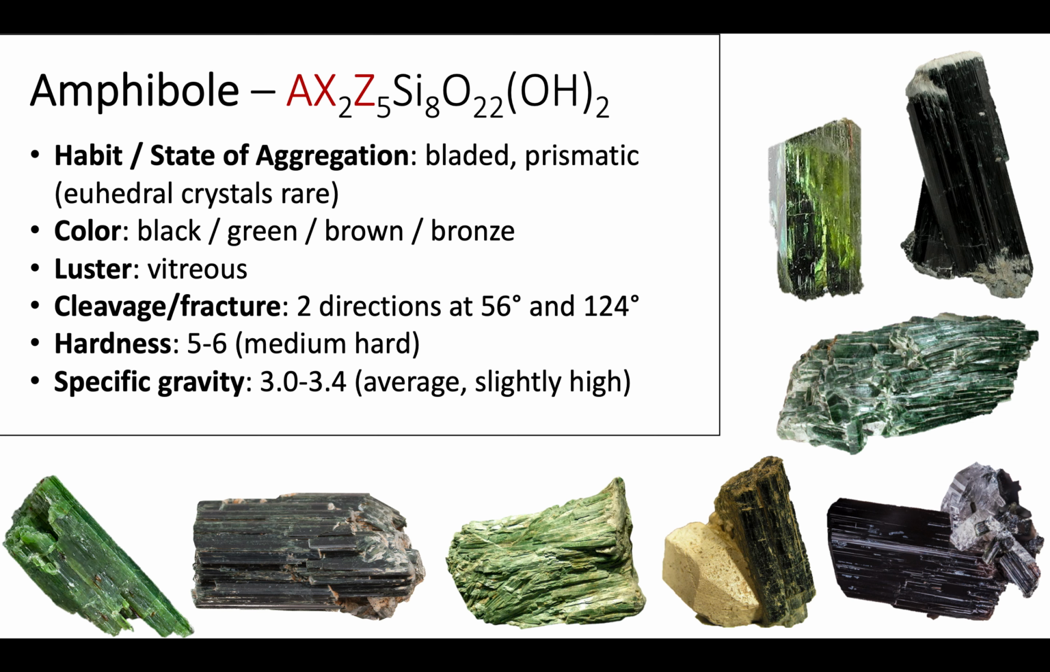So looking here at these pictures of amphibole, you can start to get a sense of the physical properties. The habit and state of aggregation are kind of similar to pyroxenes. If you have a nice crystal of amphibole, which is pretty rare, you're going to have nice prismatic crystal shapes. If you don't have a nice crystal, you're going to have these kind of bladed masses. And that again is going to result from the cleavage patterns we'll talk about in a second here.